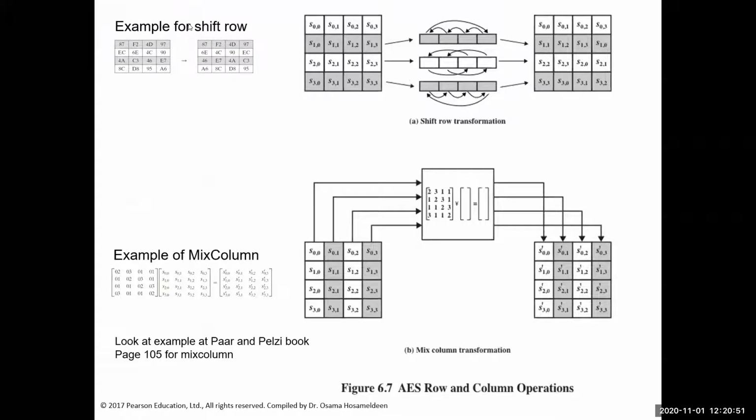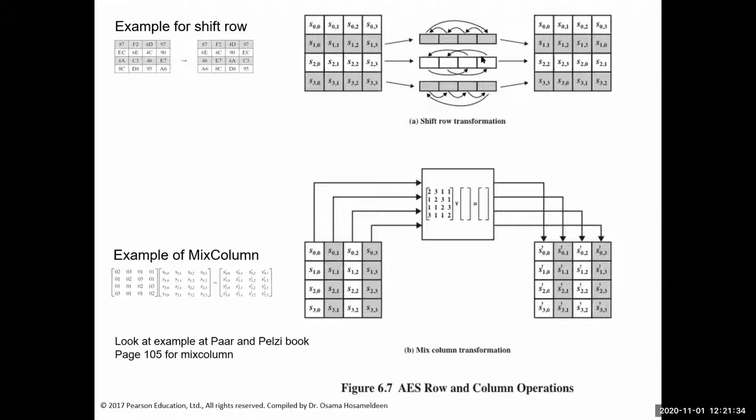In shift rows, as you see, we have data column by column, and the shift is moving the byte from column to column. For example, the first row is not changed. In the second row, we shift left. Each byte moves one position to the left, and the last one is moved to the first byte.